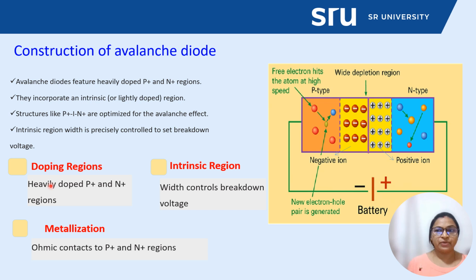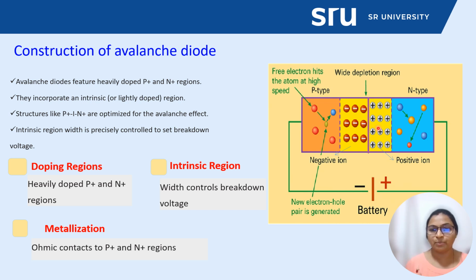So basically, if we divide the construction, we can categorize it into three parts: doping region, intrinsic region, and metallization. In the doping region, we have heavily doped P and N regions. In the intrinsic region, the width controls the breakdown voltage, and metallization is the ohmic contact to the P and N regions. As we mentioned, the region is very wide. These are the negative ions, these are the positive ions, and this is the junction formation.